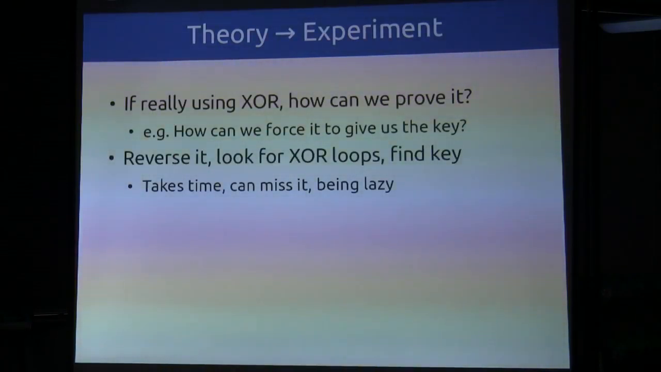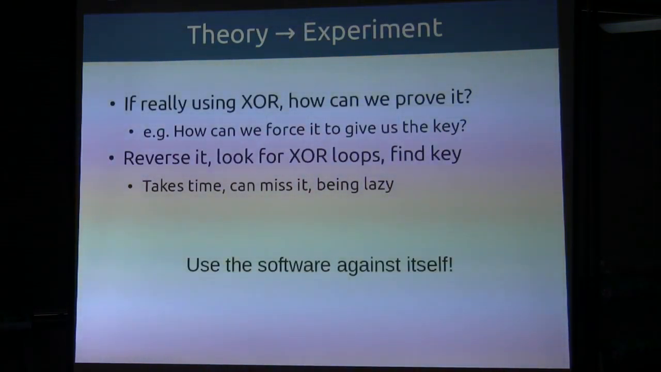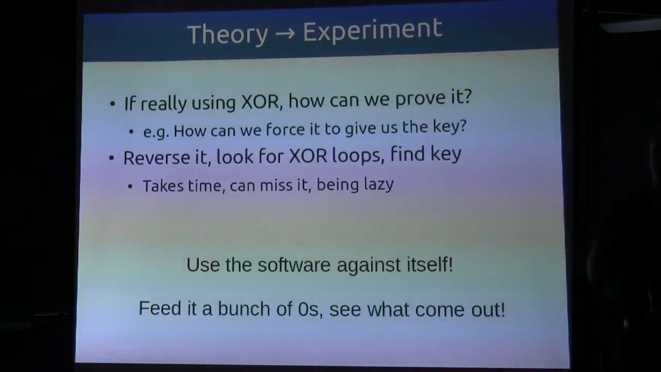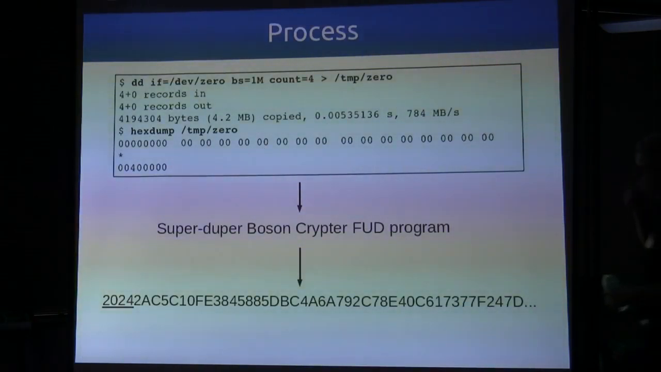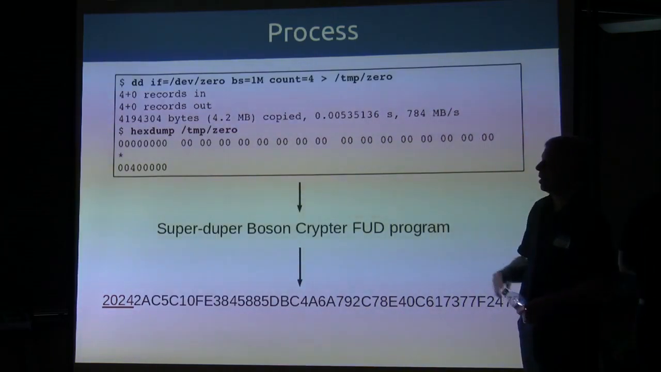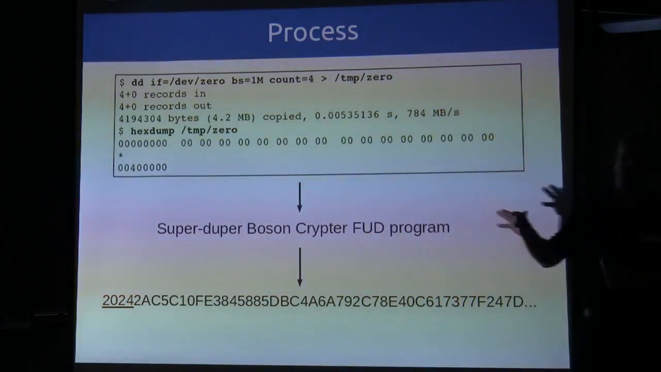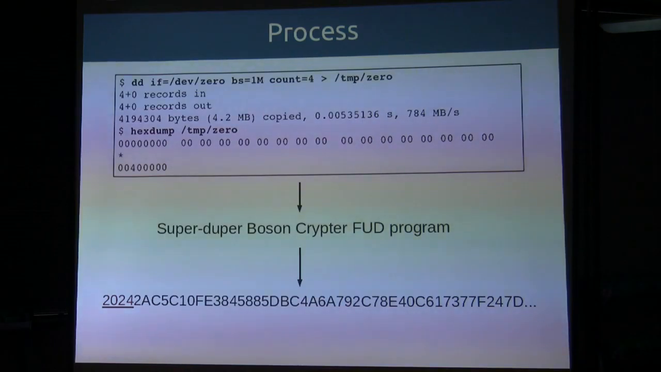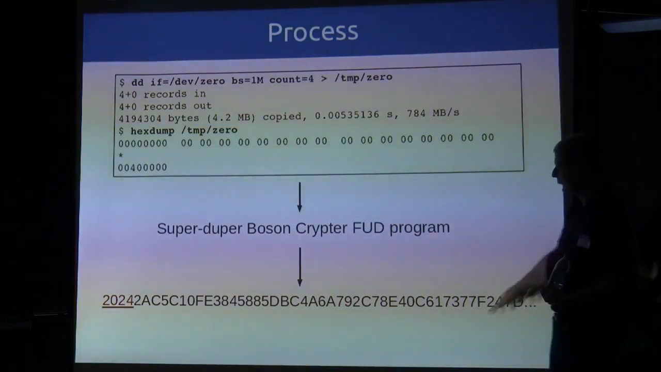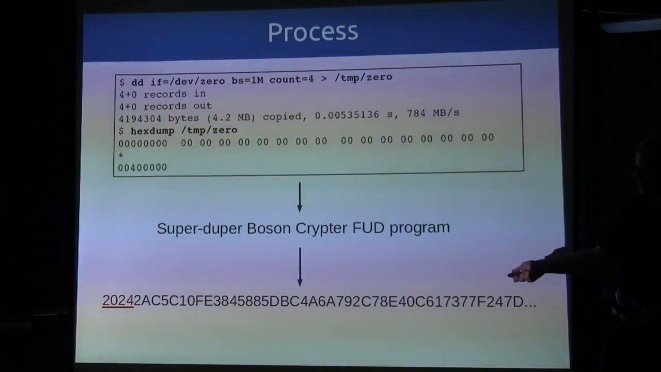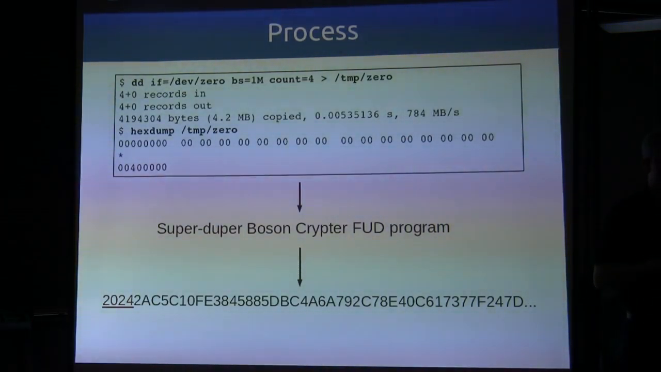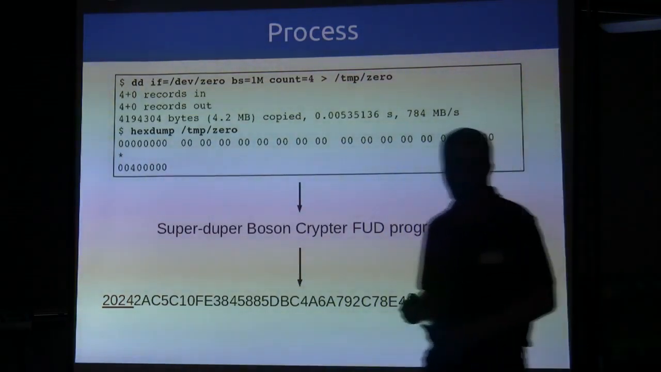But the way that I thought about doing it was using the software against itself. We know that anything XORed by 0 is itself, so if we feed it a bunch of zeros, it's going to spit out the key to us in theory. So the way that I did this was I created a file that was a little over 4 megabytes of all null characters, all zeros. Fed it through our super duper program, and out spat this huge long key. Best thing about it was the first 2 bytes were 2024, so it had actually spit out the key for us.